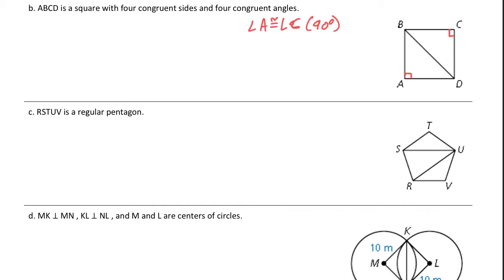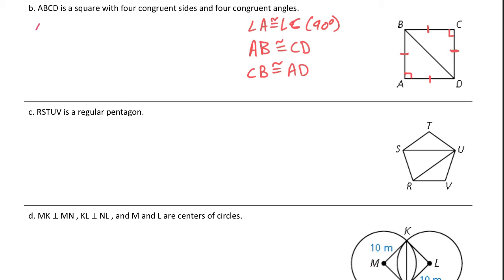And a square with 4 congruent sides and 4 congruent angles, well, that means all 4 of these sides are congruent to each other, right? So I could say that AB is congruent to CD. I could say that CB is congruent to AD. However you want to name it is up to you, but you got to name it in the right direction.